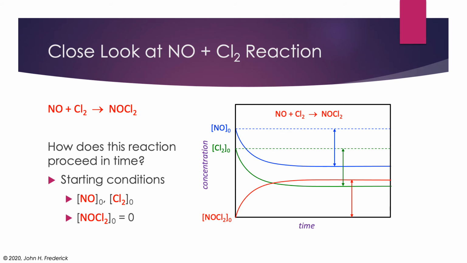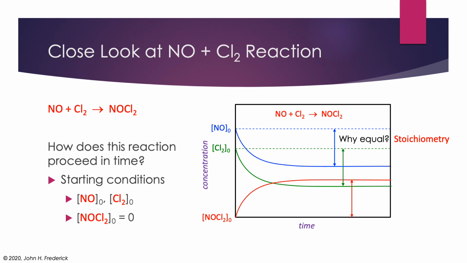So for NO, for Cl2, and for NOCl2. Now if you look closely at these, they all look like they're equal. The gaps between where they started and where they ended are all equal. So why is this? Well, it turns out there's no big mystery with this. This is just reflecting the stoichiometry of the reaction. This is basically saying every time one NO molecule disappears, that means a Cl2 molecule had to disappear too. And when those two disappeared, one NOCl2 molecule was created.